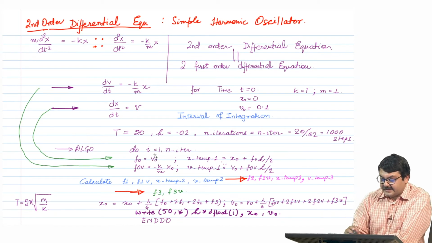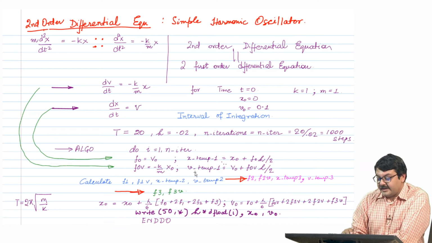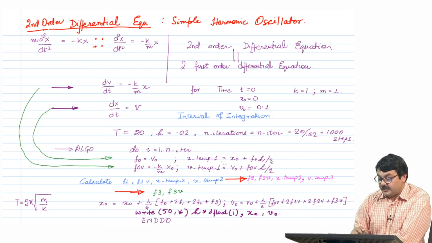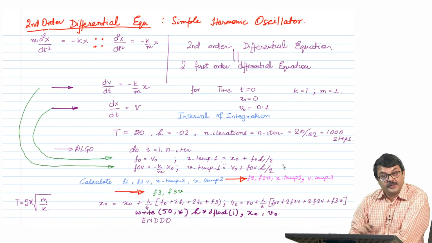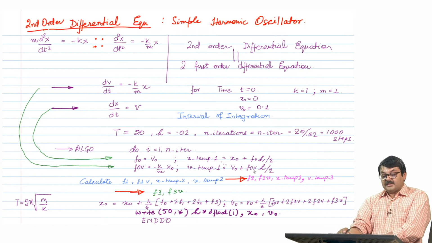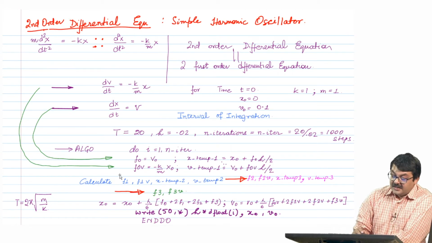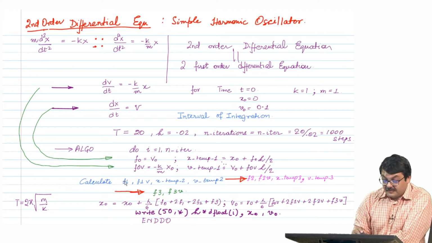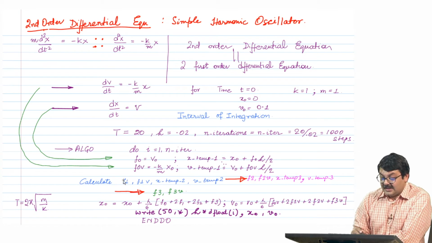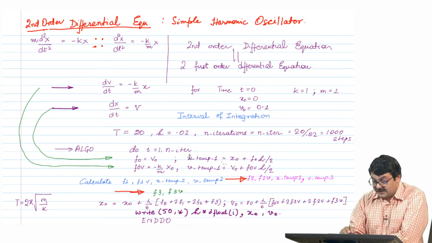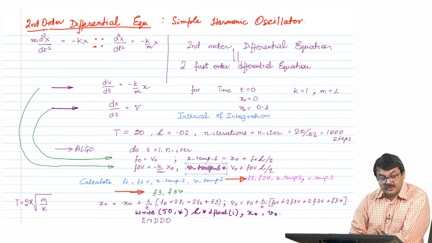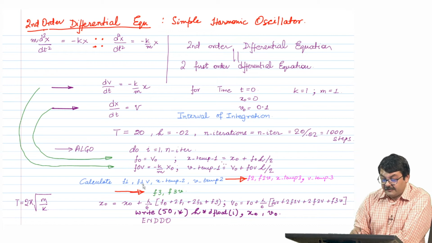It is basically x at time t equal to 0, and then you evolve v for time h by 2. So, v temp 1 equal to v 0 plus f 0 v into h by 2. Having got that, you can calculate f 1, which is basically the values of f 0 and f 0 v using this value and this value. So, you can calculate f 1 and f 1 v.